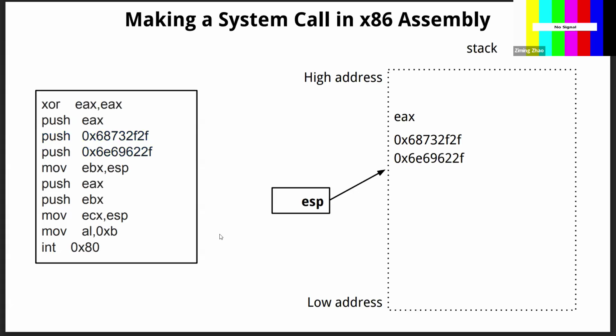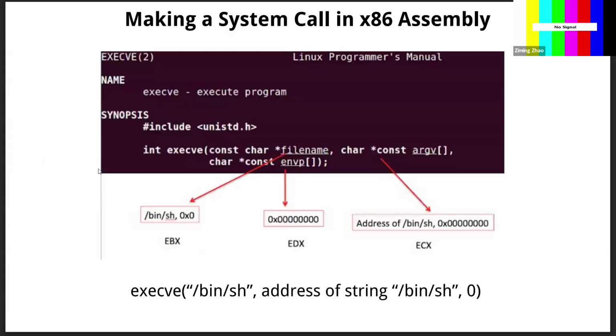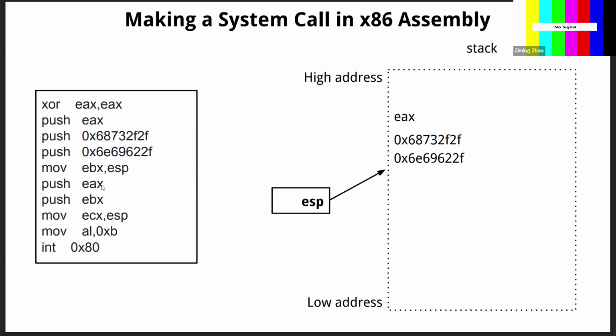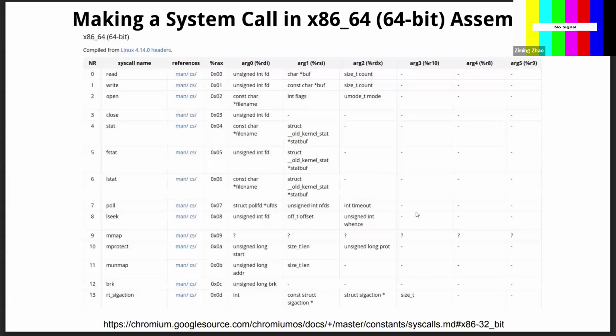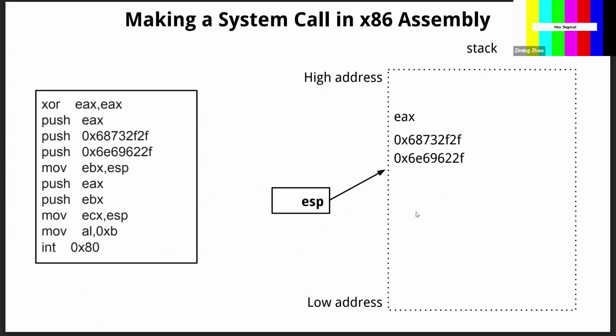Then the next instruction makes the register ESP point to this string. We move ESP to register EBX. Then we push EAX again. EAX is still 0, so we have another 0 here. Then we push EBX again. EBX is the address of this string. The address of the string is pushed onto the stack.